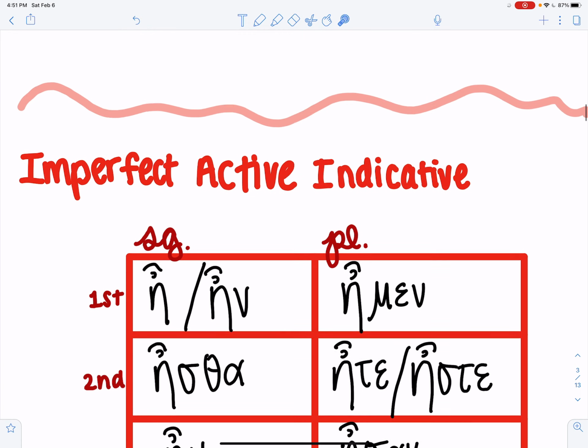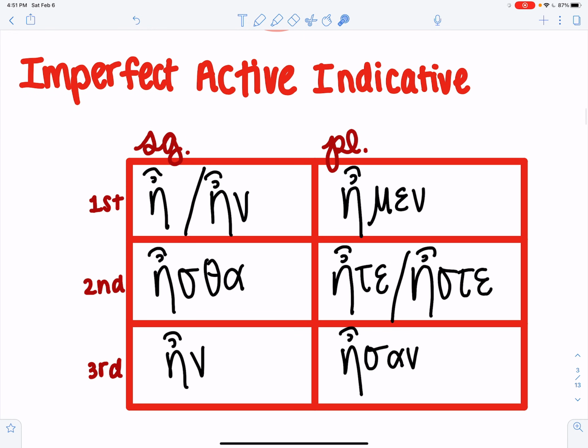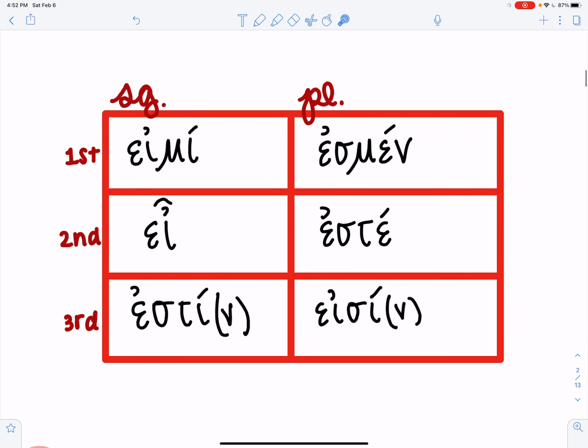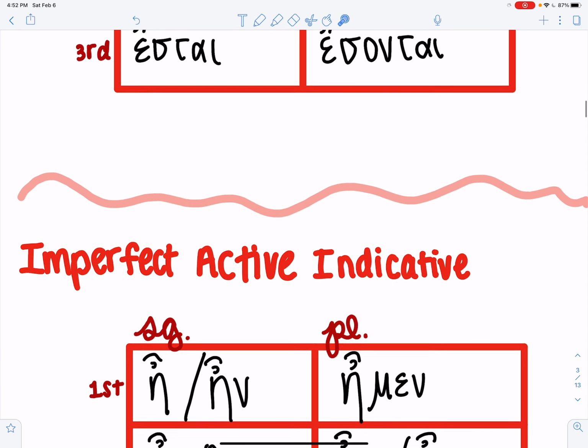And now on to our last ones that we've learned so far. First singular, eta or eta nu, that's I was. Then second singular, eta stha, you were. Third singular, eta nu, he, she, or it was. First plural, eta men, we were. Second plural, eta te or eta ste, you all were. And then third plural, eta san, they were. Okay, those are our chunkiest endings that we have to learn. They're not even endings, they're full forms, chunkiest forms we have to learn.